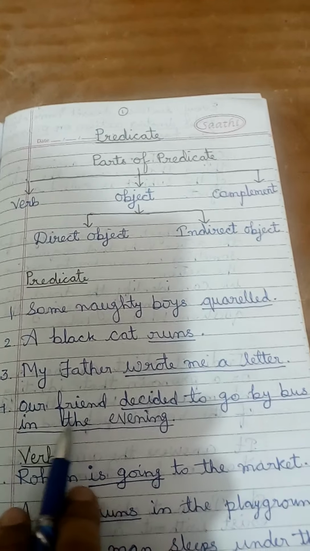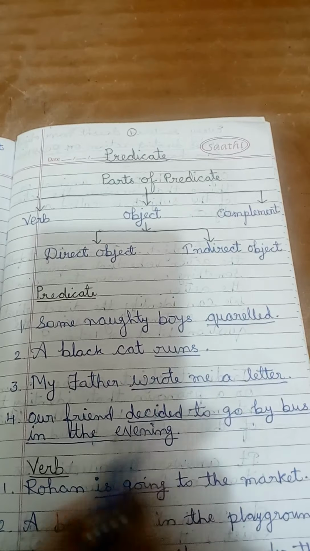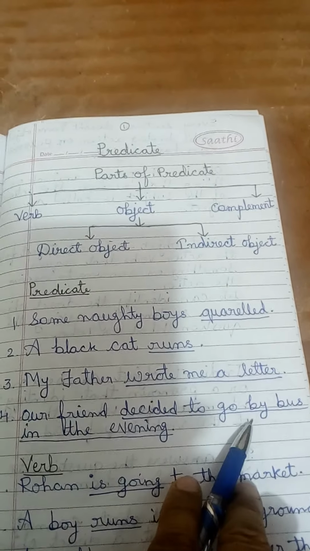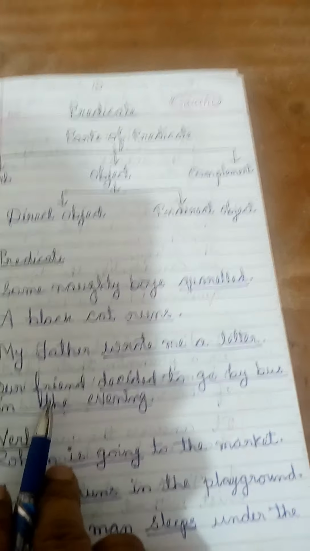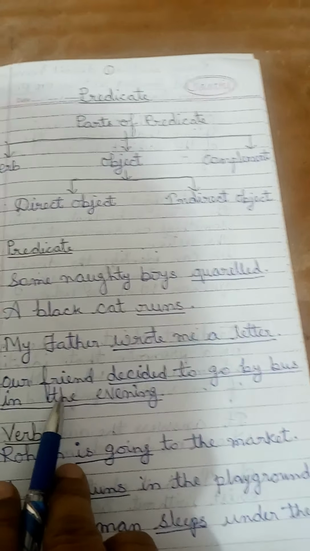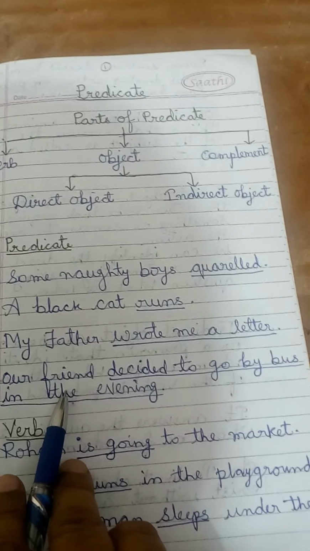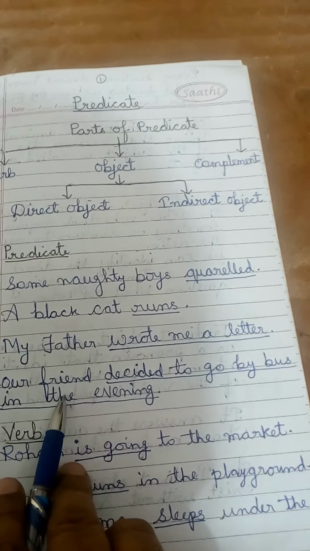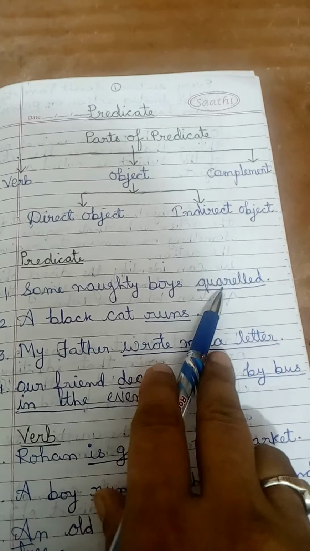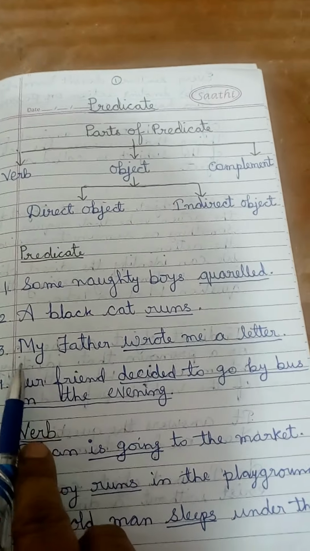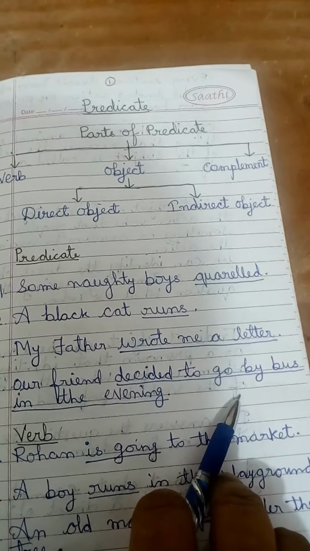Our friend decided to go by bus in the evening. See, our friend is the subject and the rest of the sentence is the predicate. The underlined words tell us something about the subject in the sentence. So what do you mean by predicate? Predicate tells us something about the subject in the sentence. The predicate may consist of only one word or it may consist of a group of words. See, in sentences 1 and 2, the predicate consists of only one word, and in sentences 3 and 4, the predicate consists of a group of words.